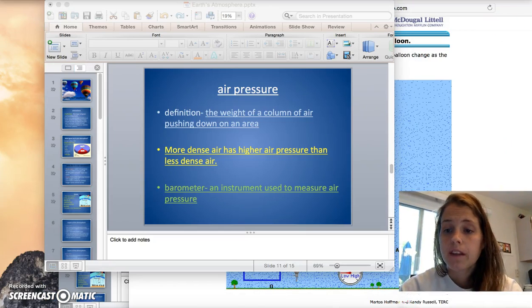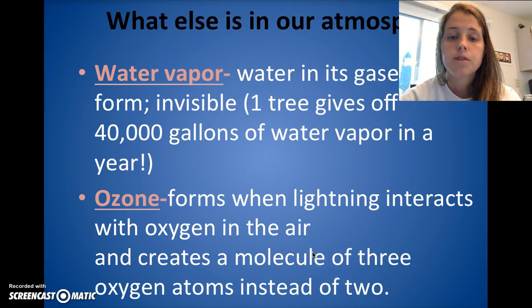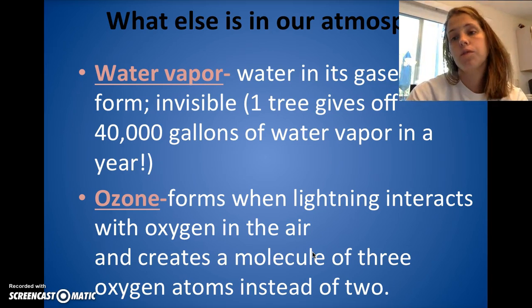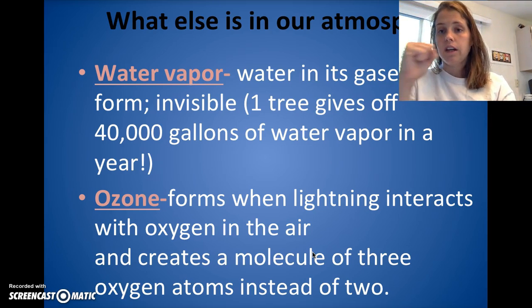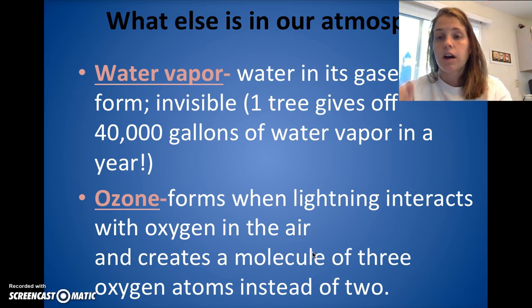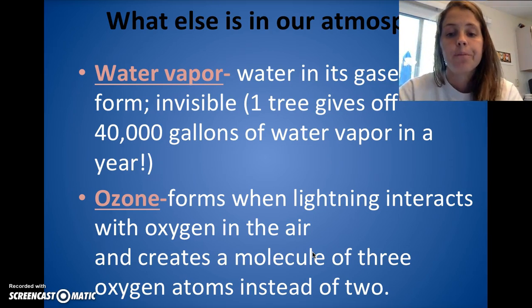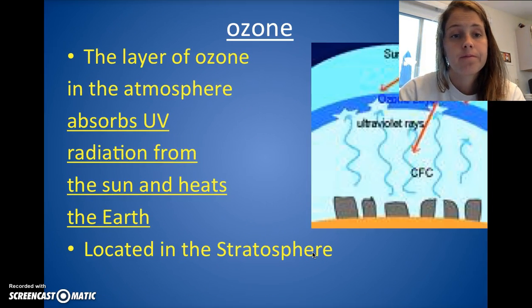And then ozone. This we talked a little bit about when you guys were doing your activity. The ozone forms when the lightning interacts with oxygen, so O2, in the air, and it creates a molecule with 3 oxygen atoms instead of 2. So ozone is actually 3 oxygens bound together, kind of like one here, and one here, all together in like a triangle, whereas the 2 oxygen atoms are just like this. So that is another thing, and we know that that can be found in our stratosphere. So it is a layer in the atmosphere.